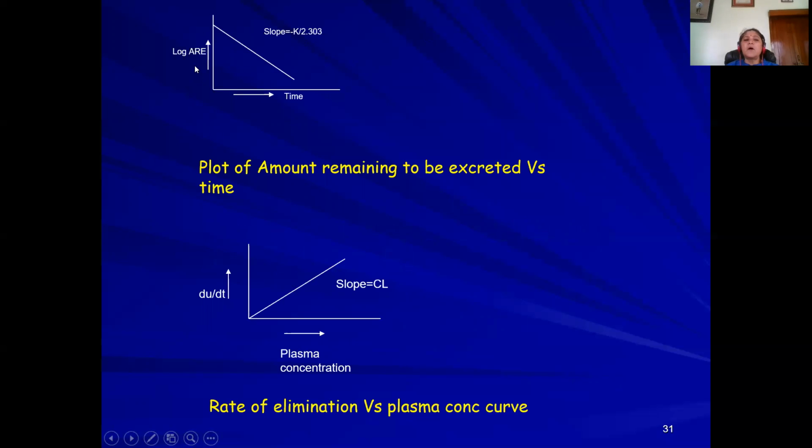And the other plot is log ARE, that is, log of amount of drug remaining to be excreted versus time. We get a straight line. Slope is equal to minus K divided by 2.303. The other plot which we can do is du/dt on the y-axis and plasma concentration on the x-axis. You have a straight line. Slope is equal to clearance.